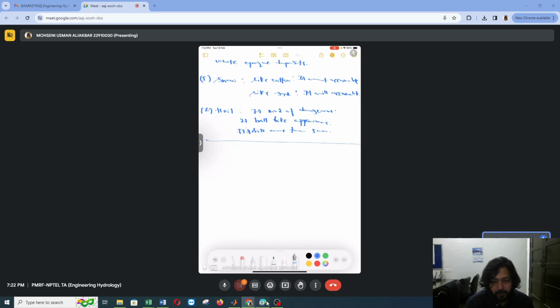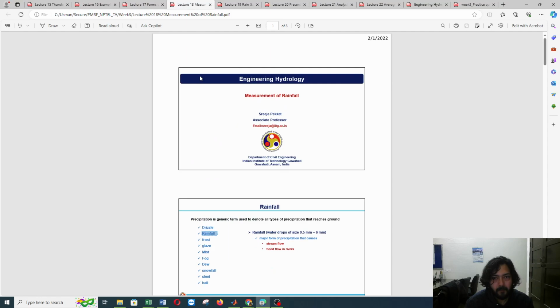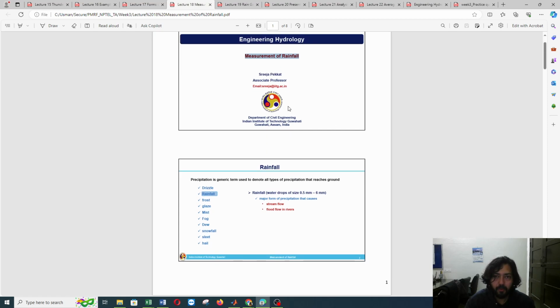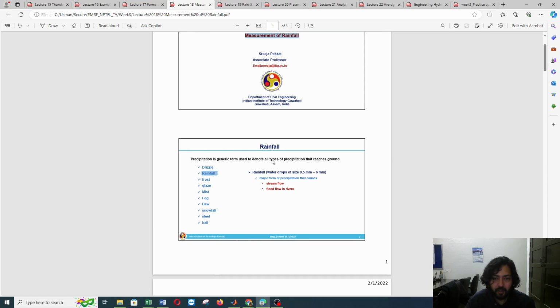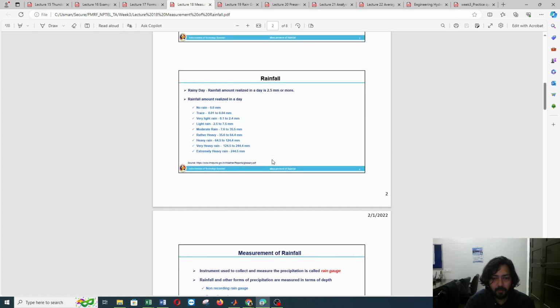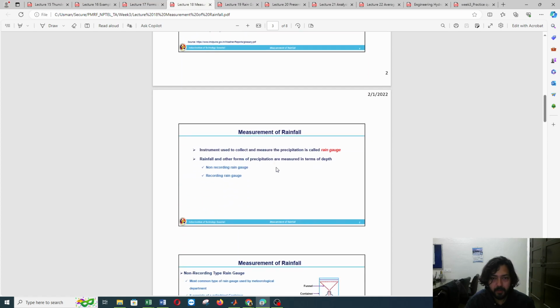Now we are going to look into measurement of rainfall, like how we can measure this rainfall. So we have covered different forms of precipitation. Out of those, now we are only going to focus on rain or rainfall. Here we are going to look into the different instruments, ways or techniques which are used to measure rainfall. First we are going to look into measurement of rainfall based on instrument.